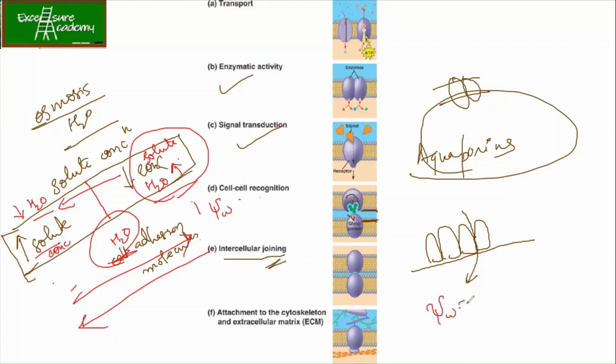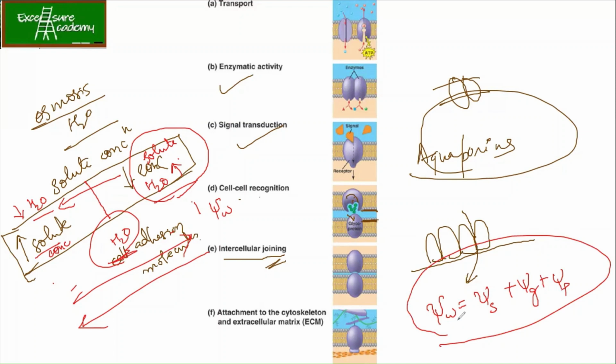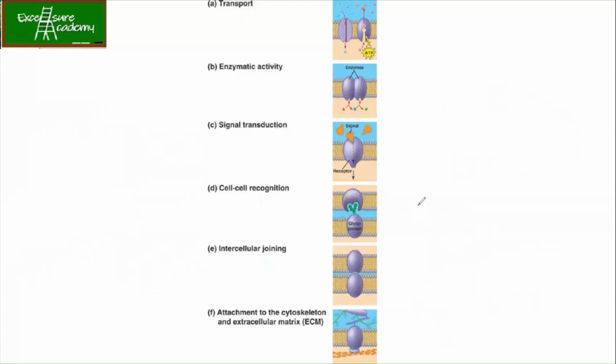So water potential is given by the potential of solute plus potential of gravity plus potential of pressure. Have you ever heard about this? No? Yes, ma'am, you must have heard. Yeah, I'm sure, because this was very basic when we talk about the movement of water. So I'll just give a brief idea of what it is. Water potential is equal to the potential of gravity, solute and pressure.